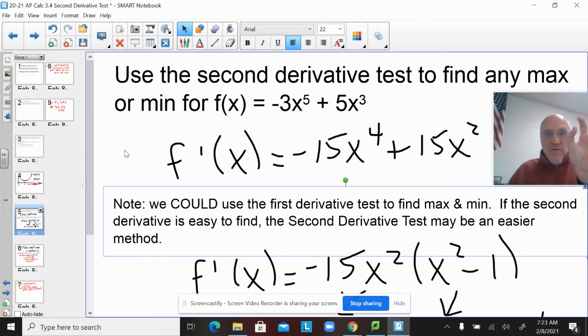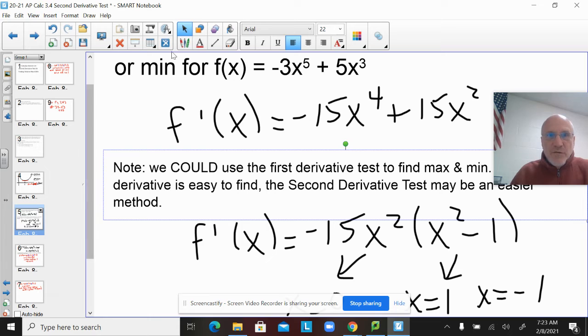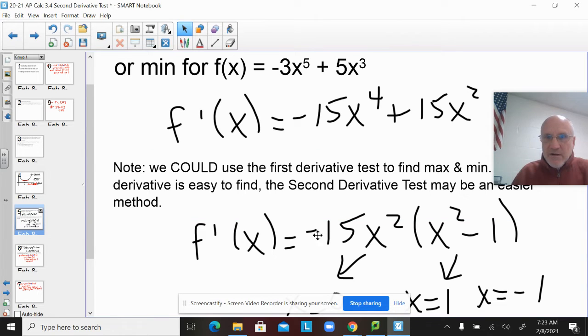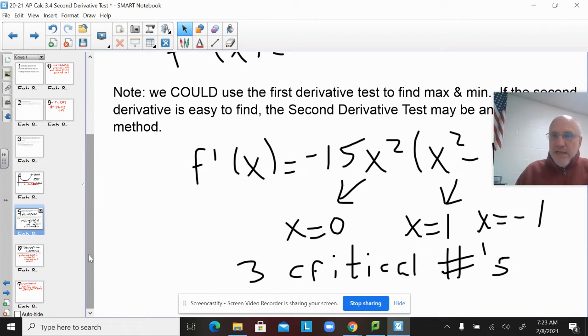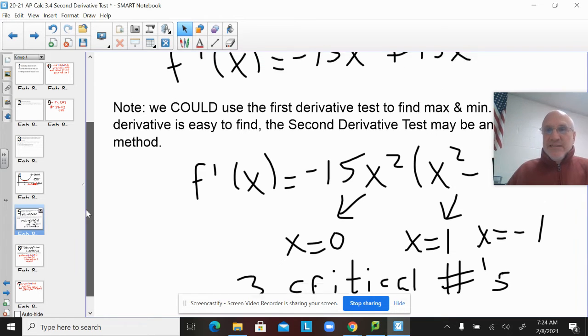So we found the first derivative. Remember, we still need the critical numbers. We have to find where the first derivative equals 0 to find where there might be maxes or mins. So here I took the first derivative and I factored out a negative 15x squared. And I ended up with three critical numbers, x equals 0, x equals 1, x equals negative 1. And again, I could make my first derivative table and go that way, but this question said to use the second derivative test. And I think this is a good example of when it's helpful to use the second derivative test, because the second derivative is easy to take.